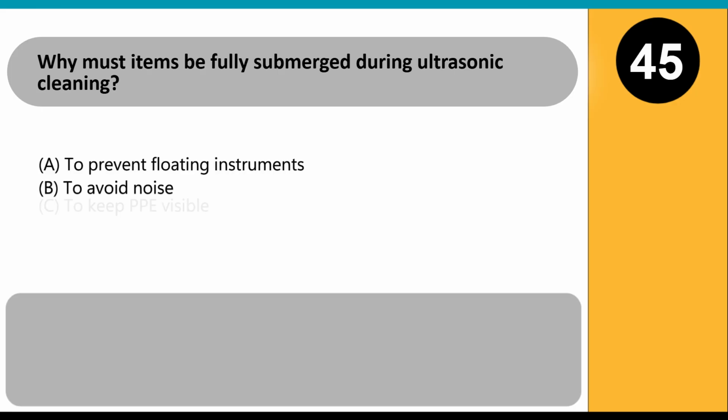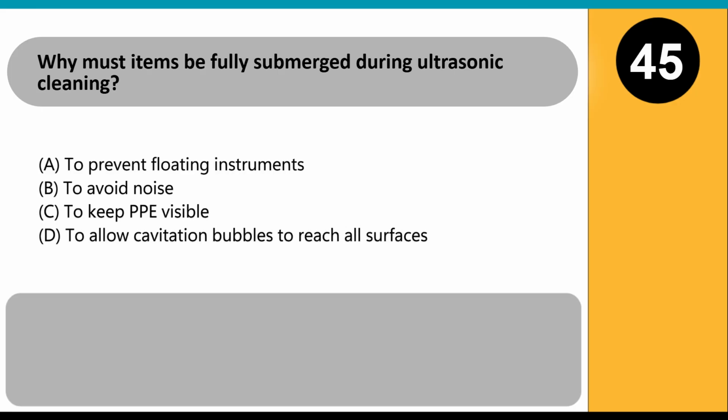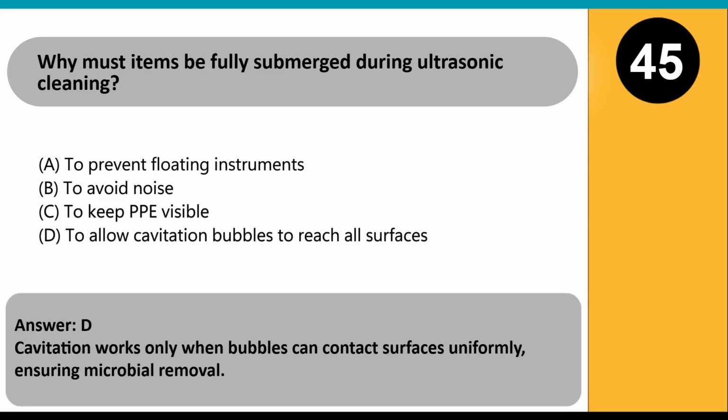Why must items be fully submerged during ultrasonic cleaning? A. To prevent floating instruments. B. To avoid noise. C. To keep PPE visible. D. To allow cavitation bubbles to reach all surfaces. Answer D. Cavitation works only when bubbles can contact surfaces uniformly, ensuring microbial removal.